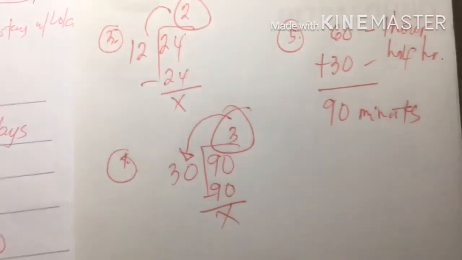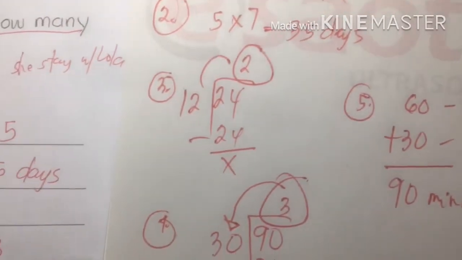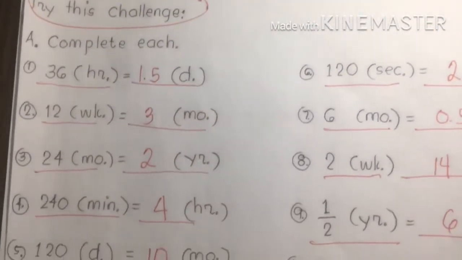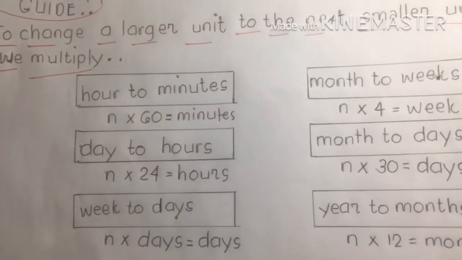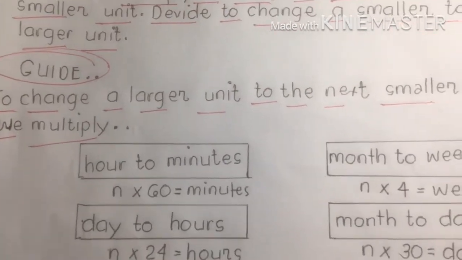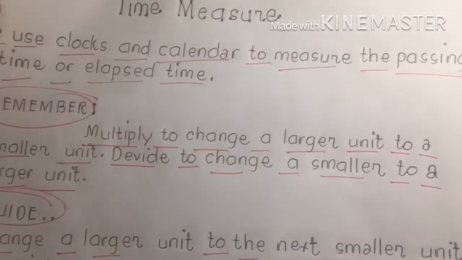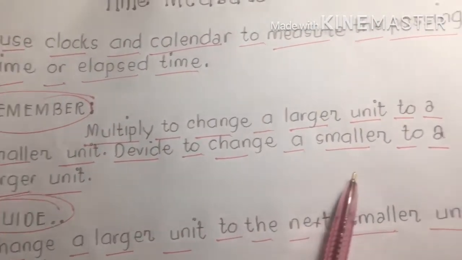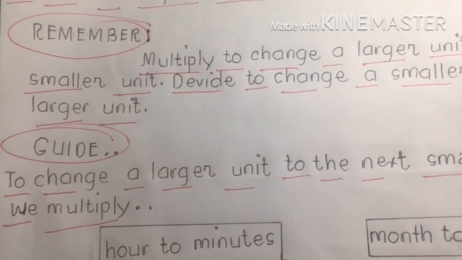Okay? So that's our topic today about how to compute the exact measurement of time or time measure. Hope you can follow, my dear viewers, our computation and conversions from minutes to hours or days to months or months to days. So again, in calculating this one class, remember to multiply. Remember, multiply to change a larger unit to a smaller unit. Divide to change a smaller unit to a larger unit. Hope you understand, my dear students, my dear viewers.